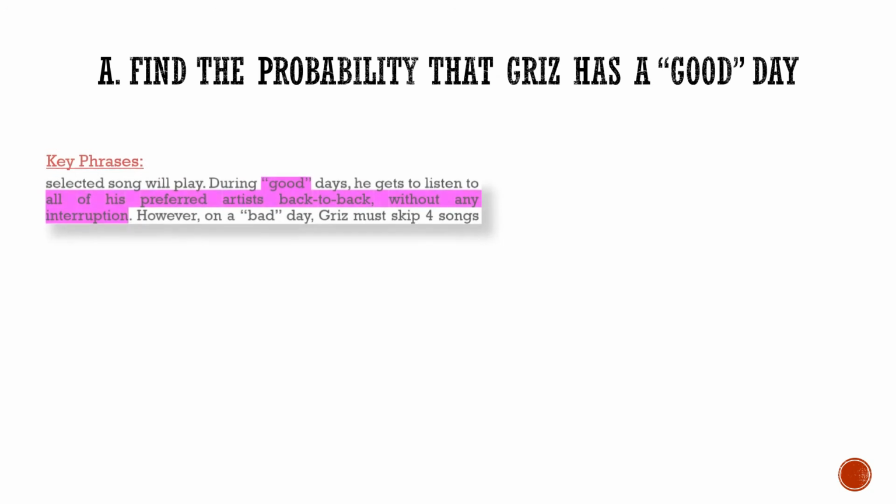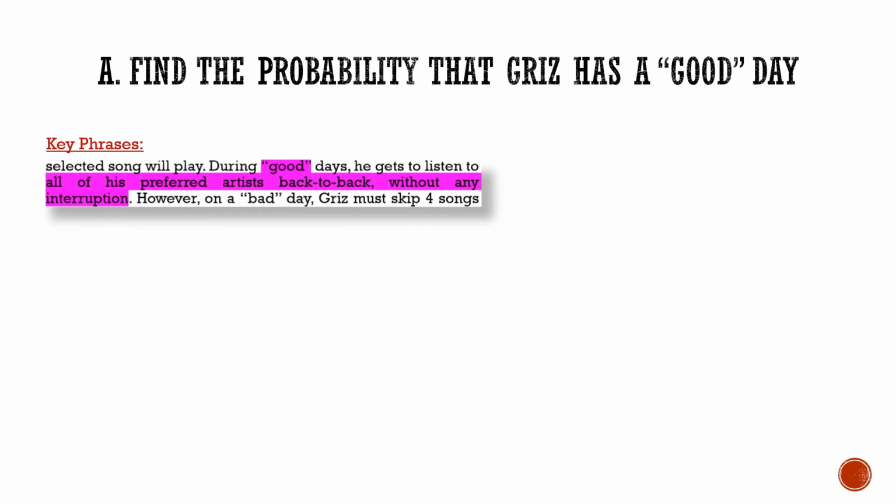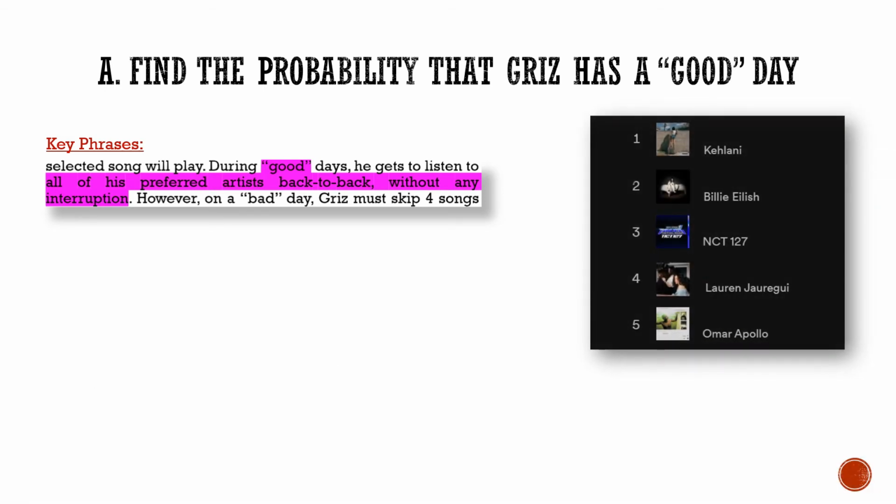Now let's solve problem A. According to the key phrases we highlighted earlier, Gris will be able to listen to all of his favorite musicians in the sequence he wants without needing to press the shuffle button at all. Therefore, on a good day, Gris gets a Kehlani song on his first attempt. After that, he directly gets a Billie Eilish song, followed by an NCT127 song, then a Lauren Reggie song, and finally an Omar Apollo song.